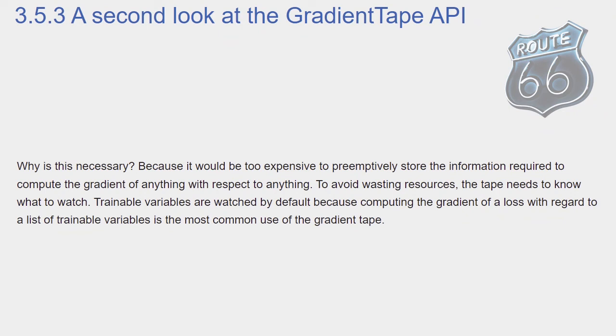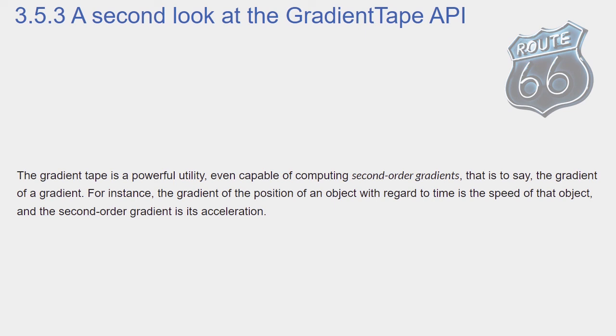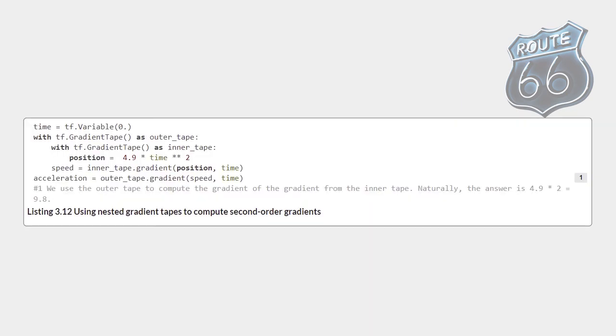To avoid wasting resources, the tape needs to know what to watch. Trainable variables are watched by default because computing the gradient of a loss with regard to a list of trainable variables is the most common use of the gradient tape. The gradient tape is a powerful utility, even capable of computing second-order gradients, that is to say, the gradient of a gradient. For instance, the gradient of the position of an object with regard to time is the speed of that object. The second-order gradient is its acceleration.